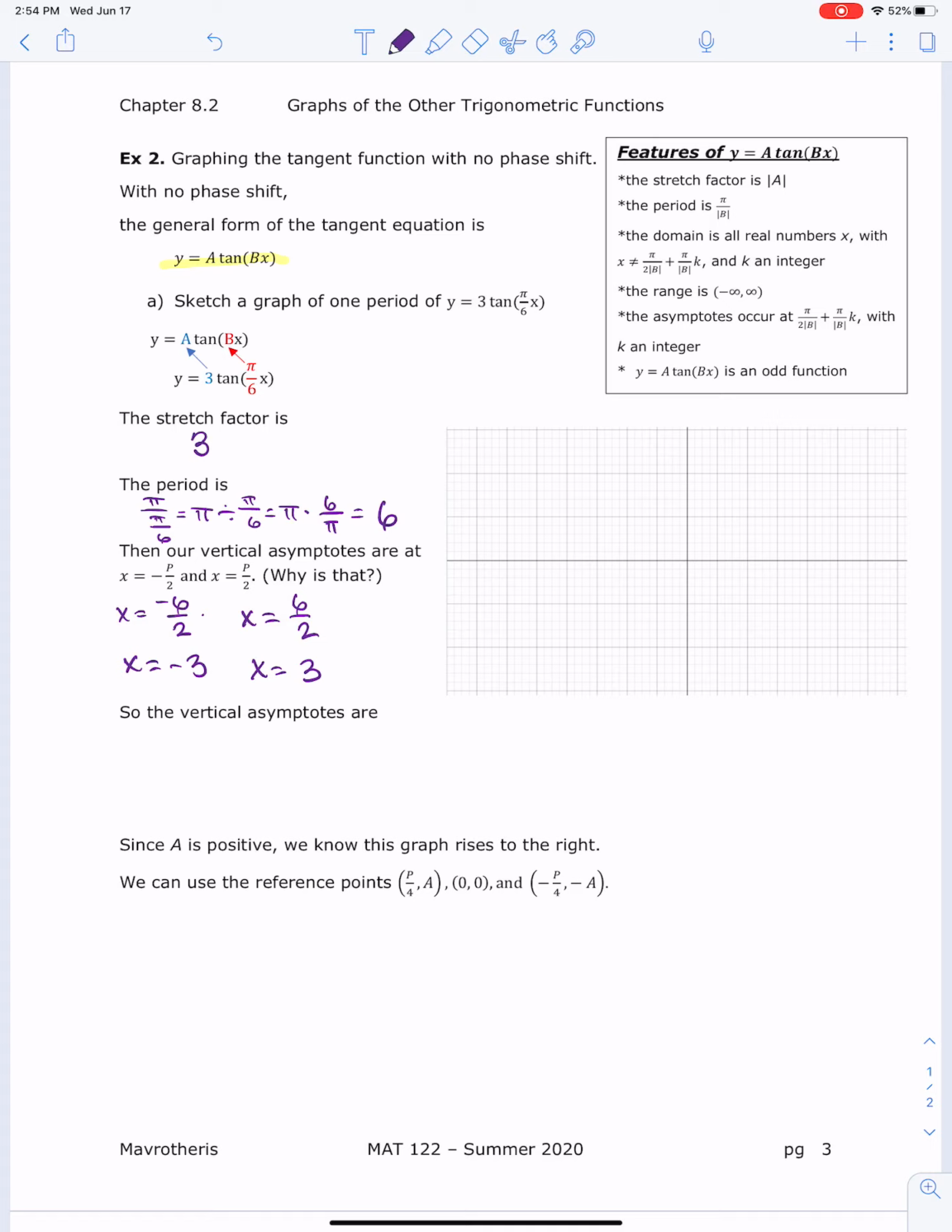And so let's think for a minute about why this is. If we have not shifted this function at all, it's centered at 0. And so if there's a period of 6, half of that period has to go to the left, half has to go to the right. So I'm going to go ahead, 1, 2, negative 3, and stick these asymptotes in. 1, 2, positive 3.